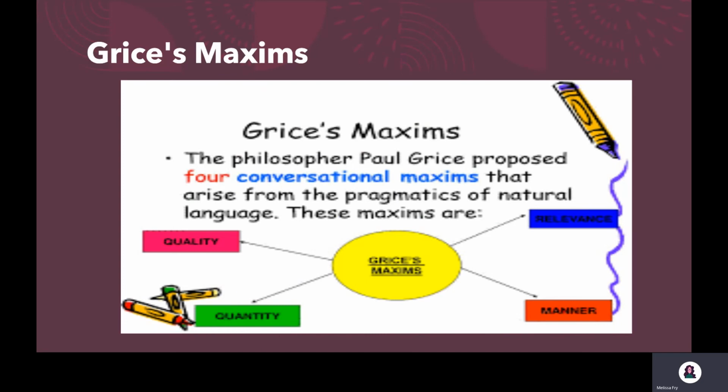The quantity is to not talk too much or too little. Relevance means that what you are talking about, you should really stay on topic. You shouldn't branch off into different tangents unless it has something to do with the conversation. And then manner, thinking about the time and place, what's appropriate, what are you saying, how would it be construed by the people that you are talking to.